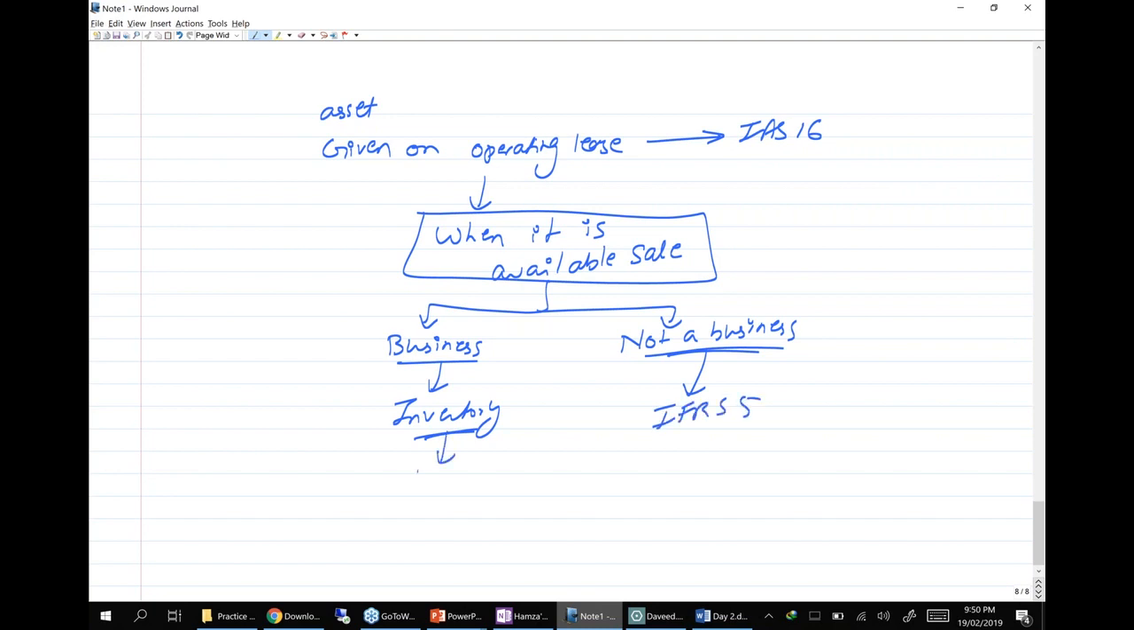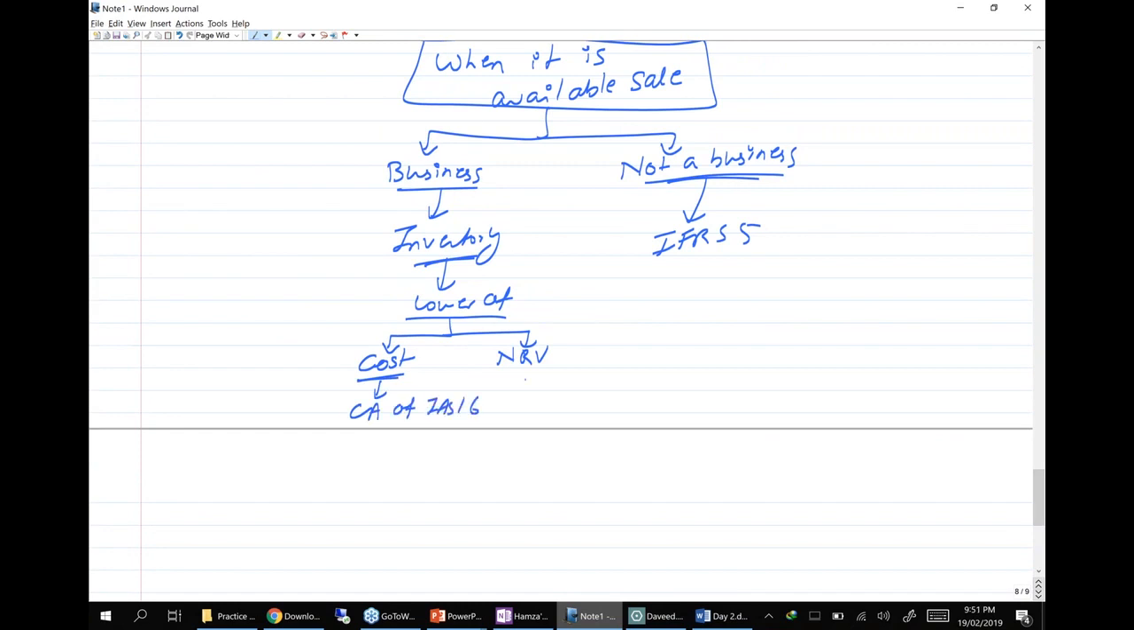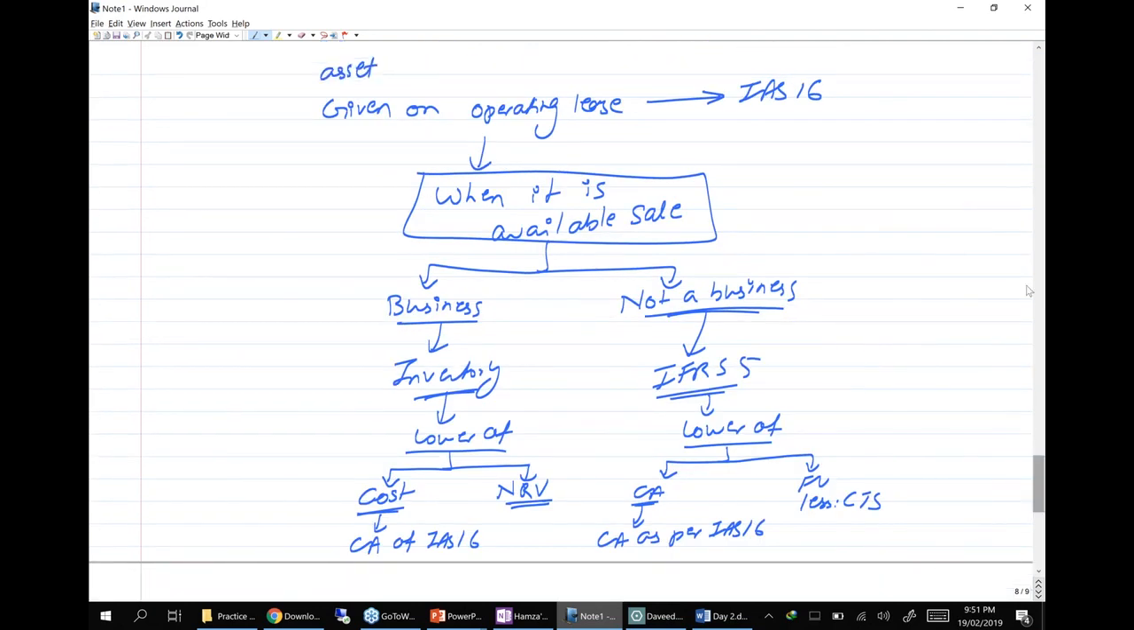If it's inventory, it should be valued at the lower of what? Cost and the NRV. And in this case, the cost is going to be the carrying amount as per IAS 16. And we know the NRV. And if it's IFRS 5, we are going to carry it at the lower of the carrying amount, which is the same carrying amount as per IAS 16, and the fair value less cost to sell. So this is how we actually measure the case. Assets given under operating lease is IAS 16, and then we are going to sell. So we have to see whether it's a business or not.